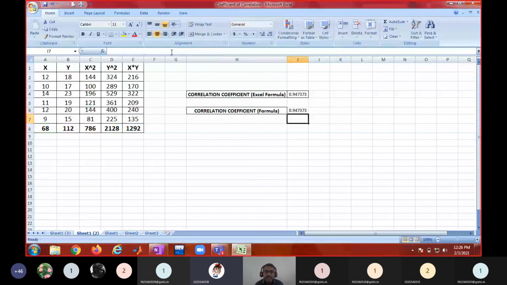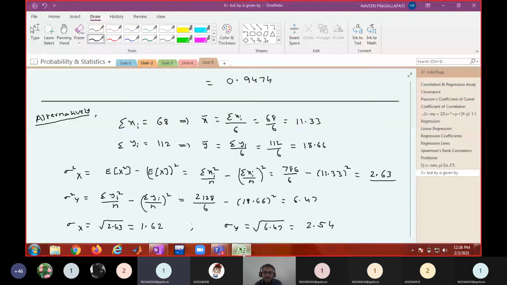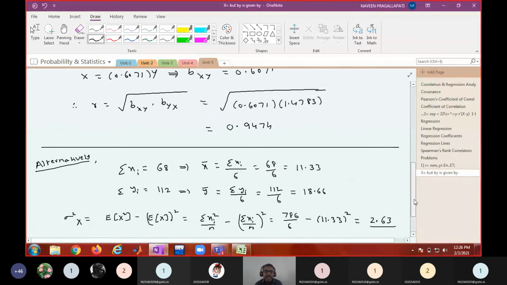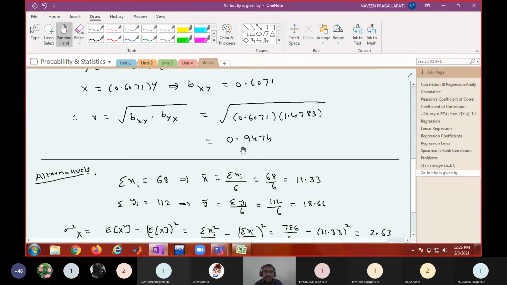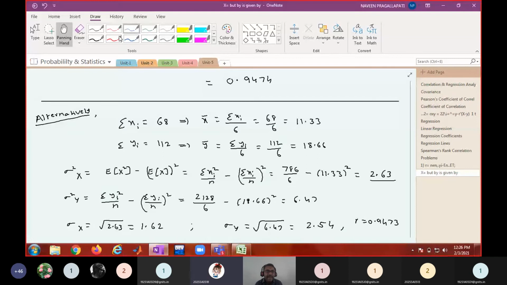So if I do that, it is exactly matching, 0.95. Shall we take it as 0.95? 0.9473. So r through the formula is 0.9473. And here also we got the same value, almost 0.9474, through the square root of the regression coefficients. By the direct formula also we got this one.